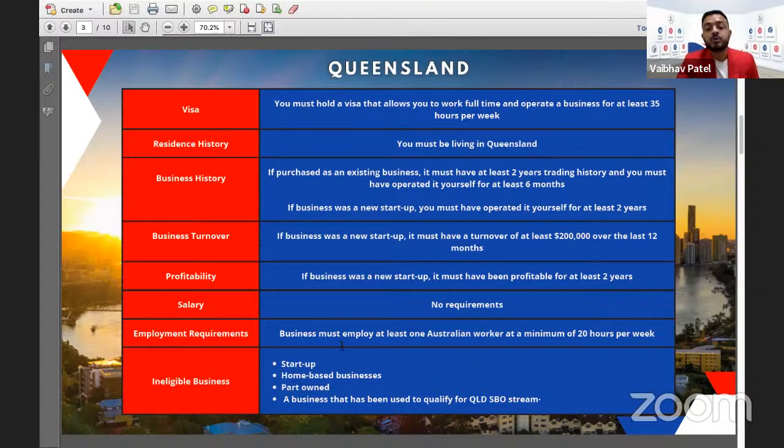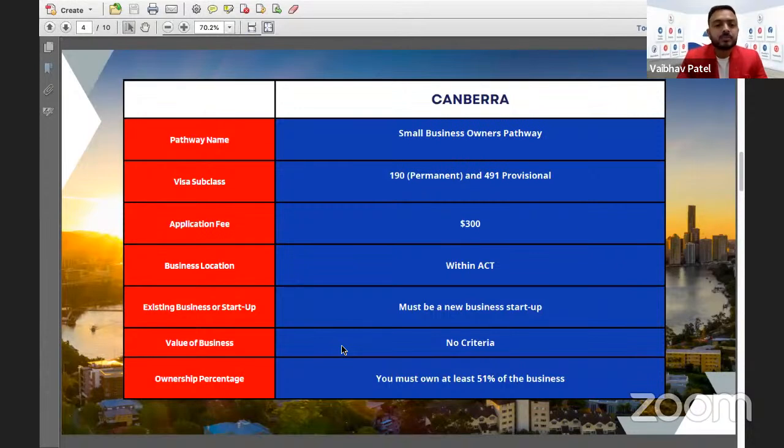Employment requirements: you must have at least one Australian employee working part-time, at least 20 hours per week throughout the business operation. Now, certain businesses are not acceptable, such as startup businesses that do not meet the 2 years requirement. Home-based businesses are completely not acceptable. Partly owned businesses, so if you have a partnership, the business is completely not acceptable. A business that has been used to qualify for the Queensland small business stream before will also not be acceptable. This is a similar criteria that Canberra has in the Australian Capital Territory, that you cannot use it if somebody has already used this business for their application.